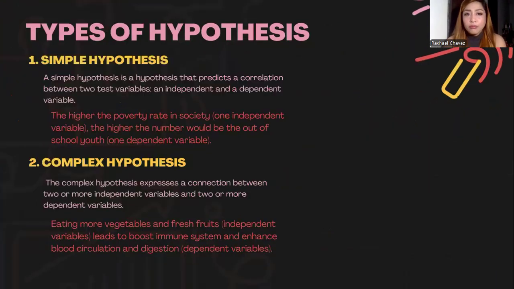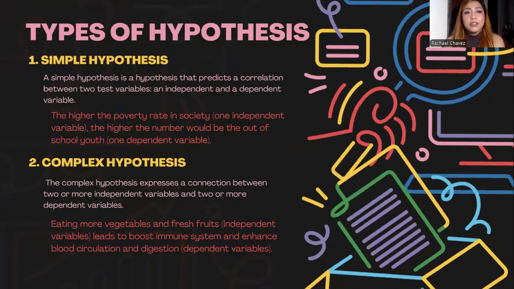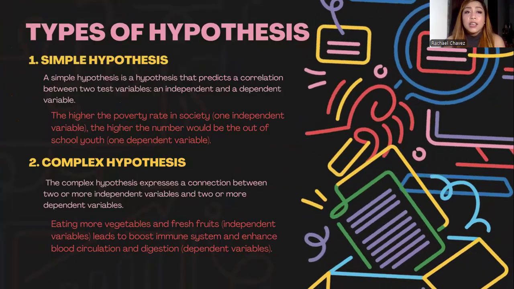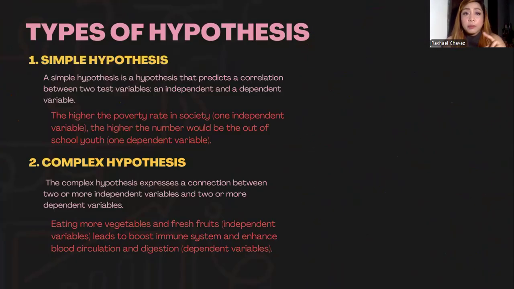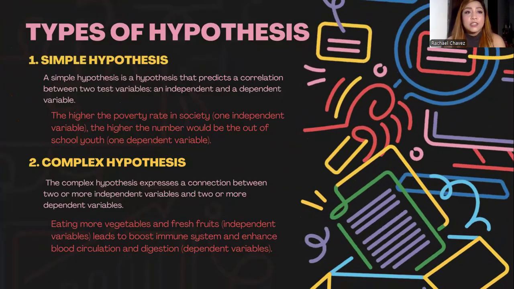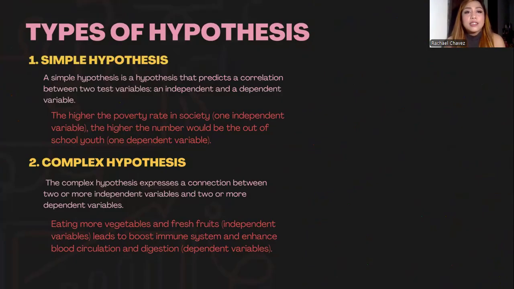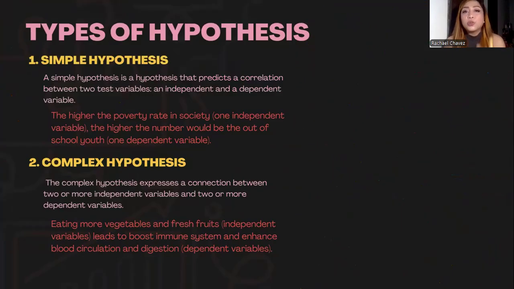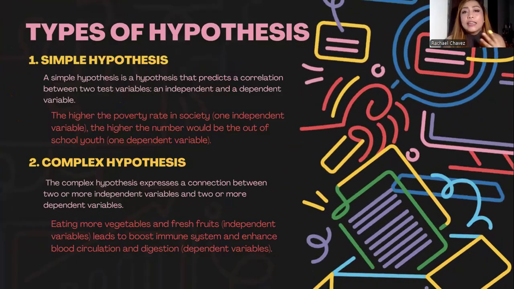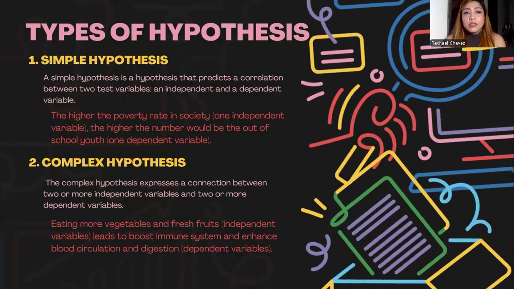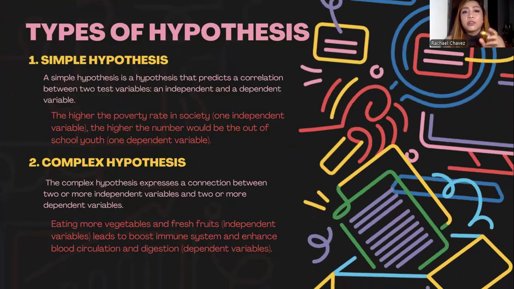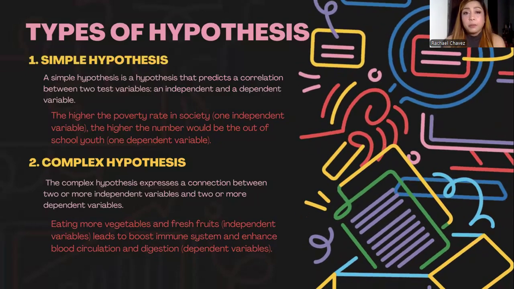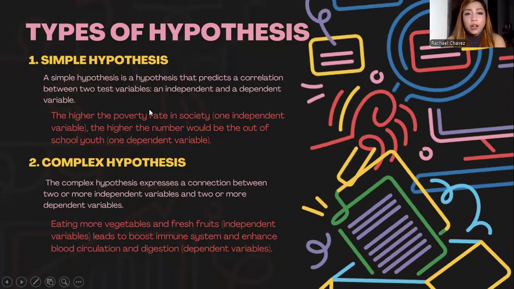Okay? So these are the types of hypothesis. So actually there are 13 types, but I just chose the most important ones and I grouped them according to their similarities and contrasting characteristics. So for example, number 1 here is simple hypothesis. So simple hypothesis is hypothesis that predicts a correlation between two test variables. And these variables are independent and dependent variable. So kapag ang isang hypothesis ay merong isang independent and isang dependent variable, that's called simple.